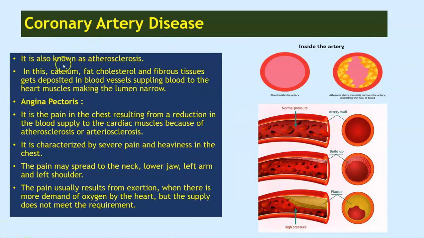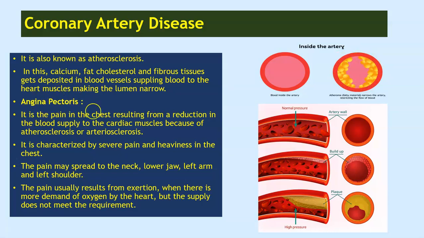Coronary artery disease is also known as arteriosclerosis. In this, calcium, fat, cholesterol and fibrous tissues get deposited in the blood vessels supplying blood to your heart muscle, making the lumen narrow. So you can see here, this is inside your artery, the blood inside your artery, and in this case there is restriction to the flow of the blood because of the deposition of the material inside, which narrows the arteries.